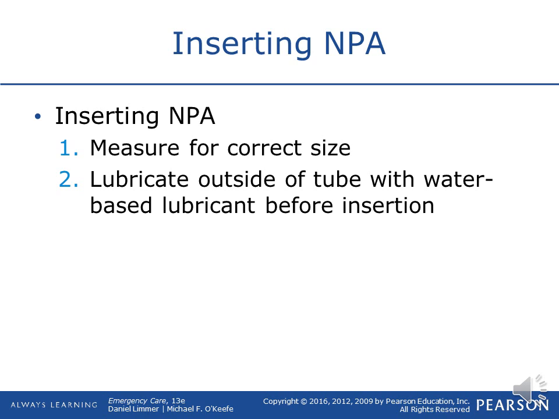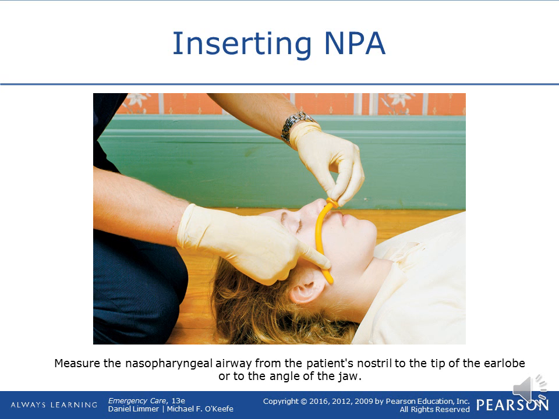So when you go to put in the NPA, you need to measure it too, and you're also going to lubricate it. Generally, every package of NPAs comes with a water-based lubricant just to aid it going in the dry nose. You'll measure it just the same way that you do the OPA, but since the OPA goes in the mouth and the NPA goes in the nose, it's only appropriate you measure from the nose to the tip of the ear. And you can kind of see in the picture there how it'll go in and align with the curvature of the nasopharynx and go right in.